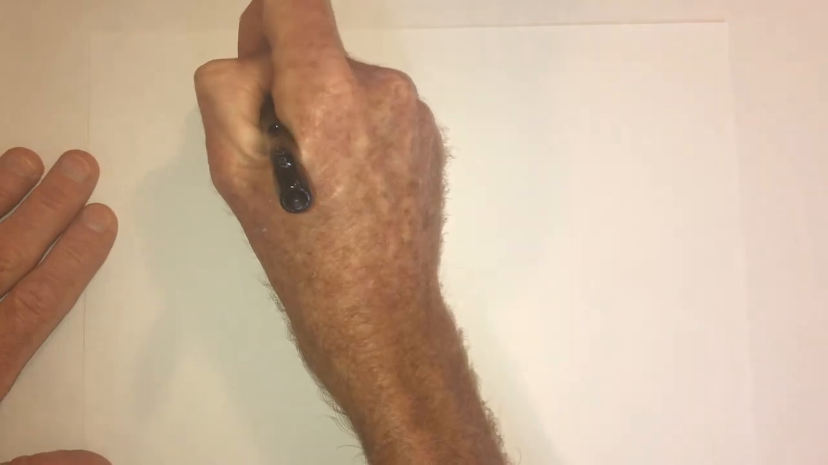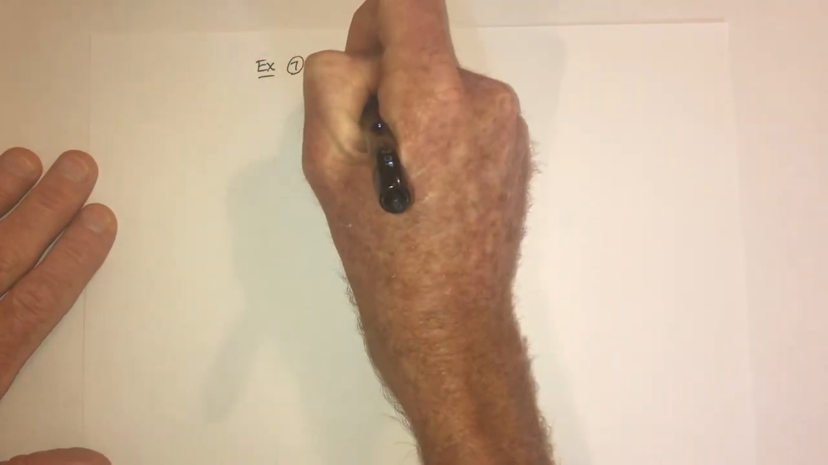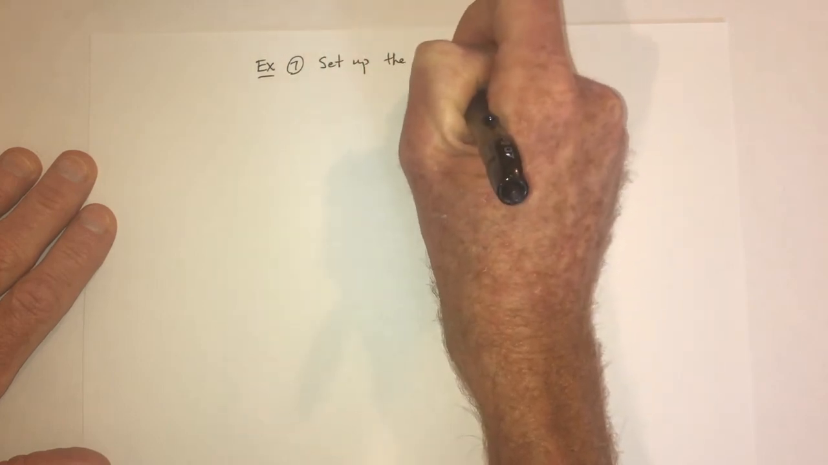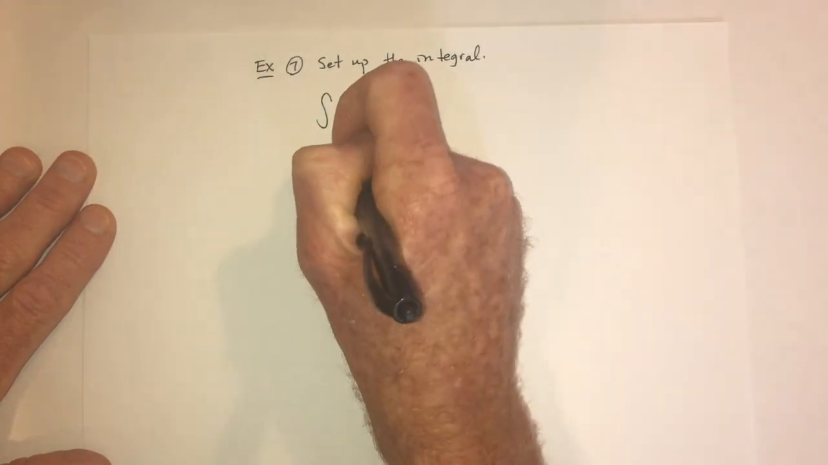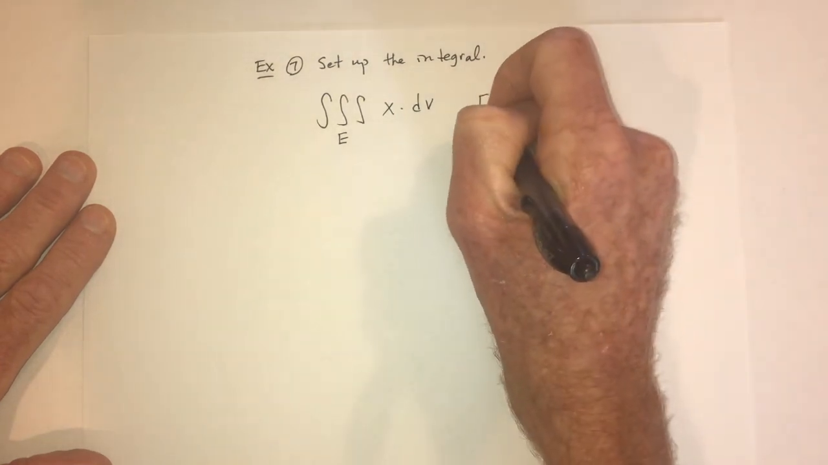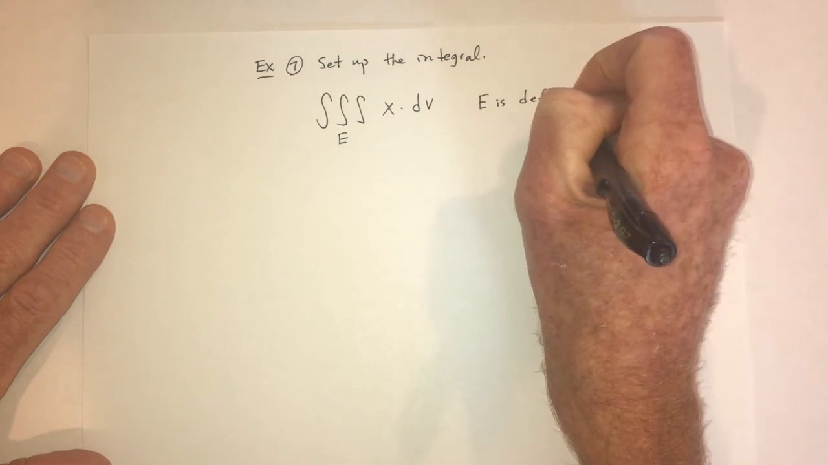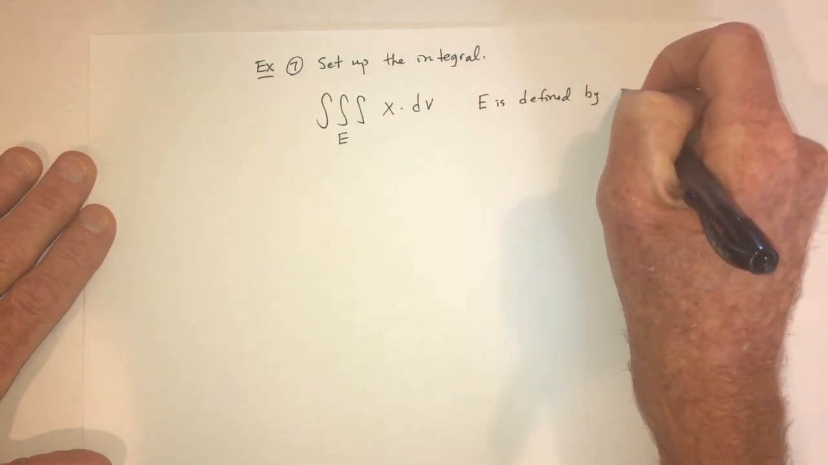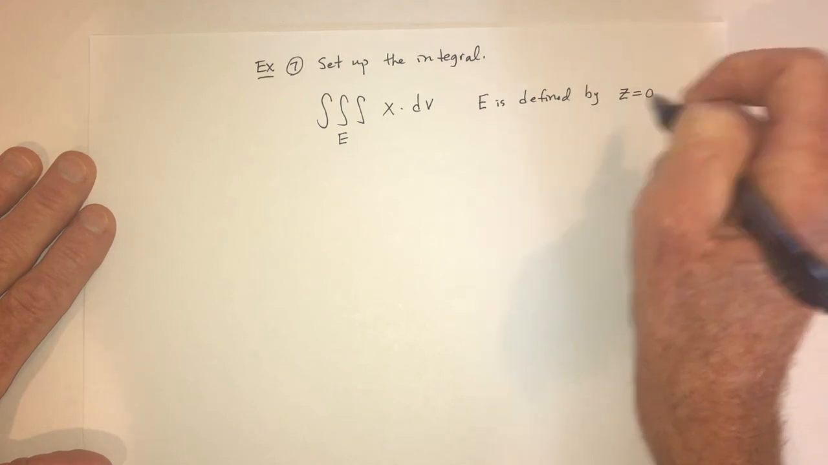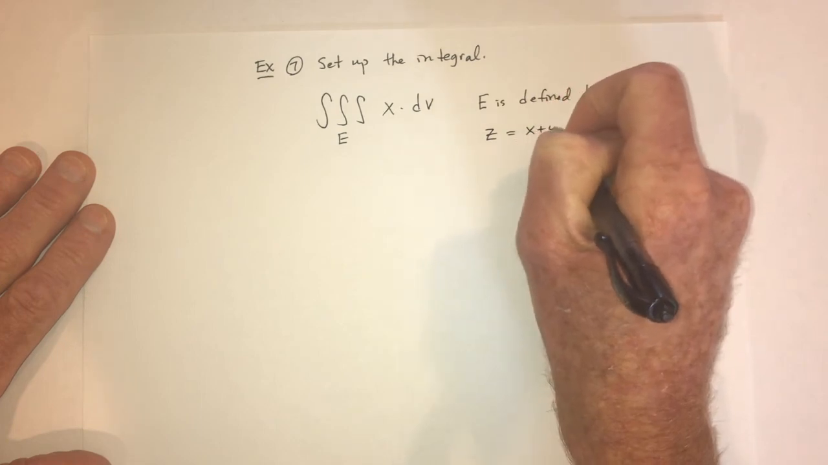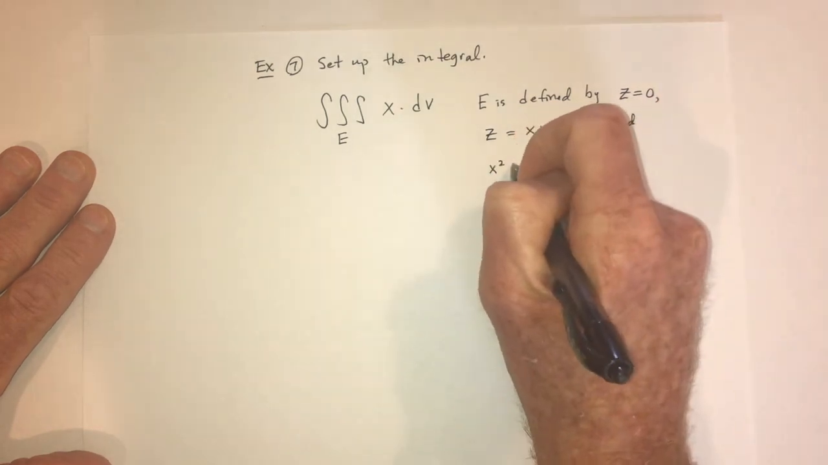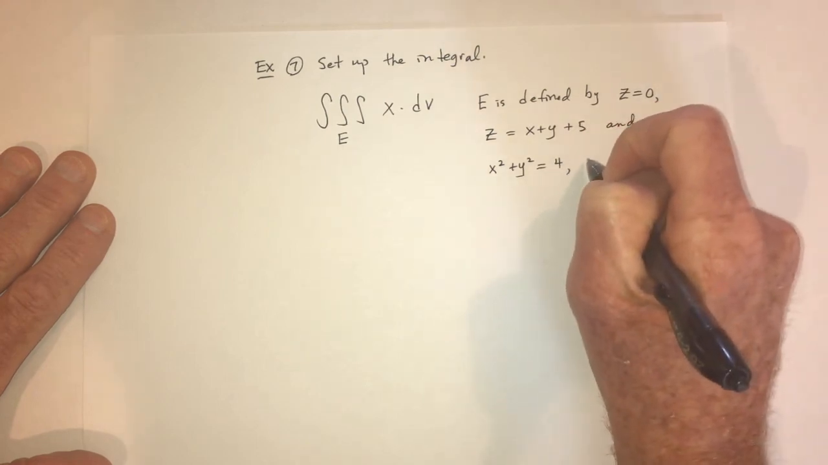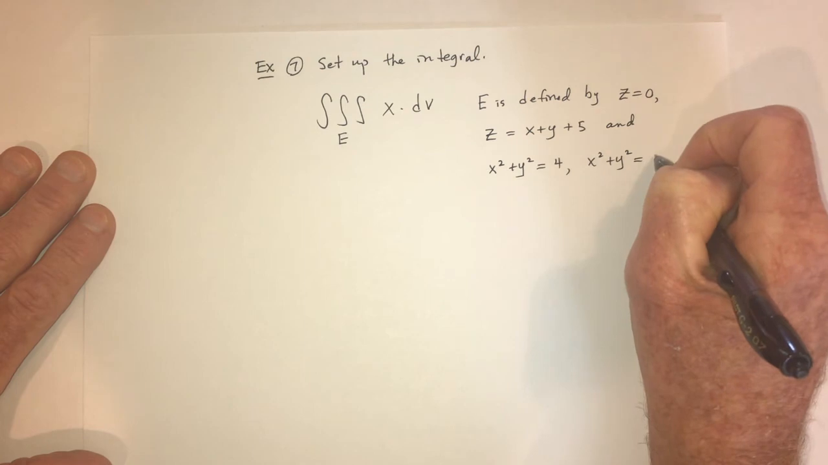So, example number 7. Set up the integral to evaluate the triple integral of x d volume over region E, and then E is defined by z equals 0, z equals x plus y plus 5, and also cylinders x squared plus y squared equals 4, x squared plus y squared equals 9.